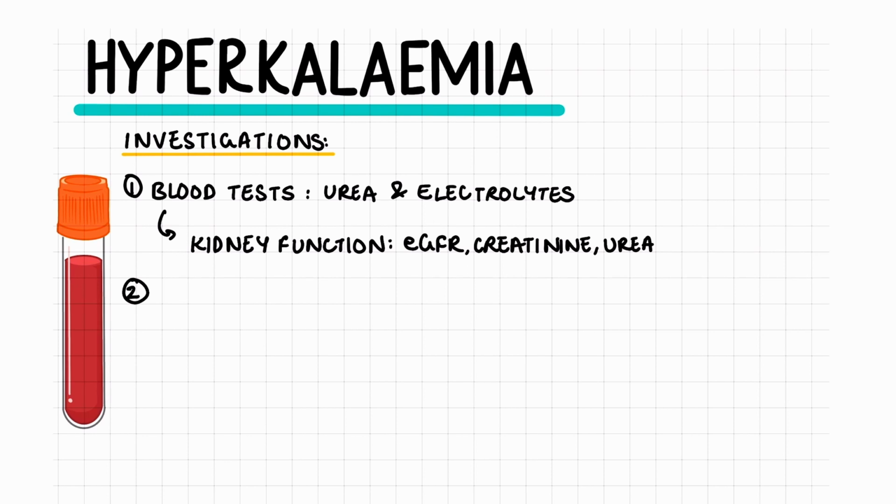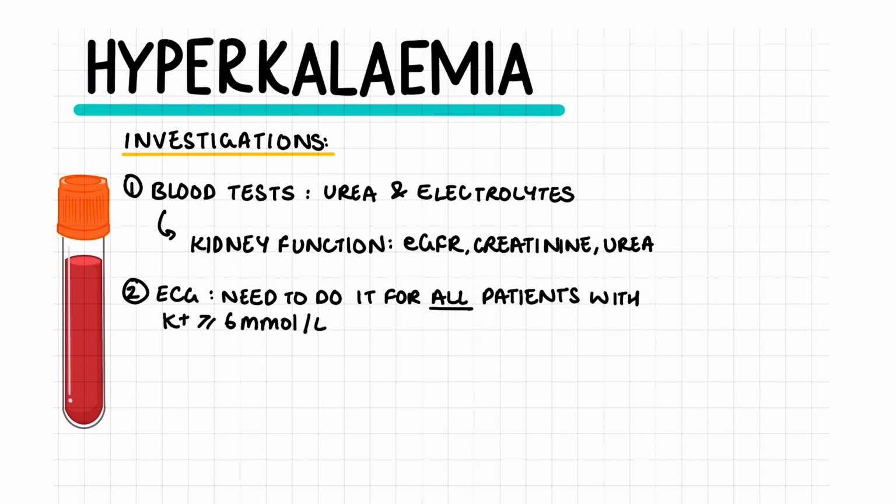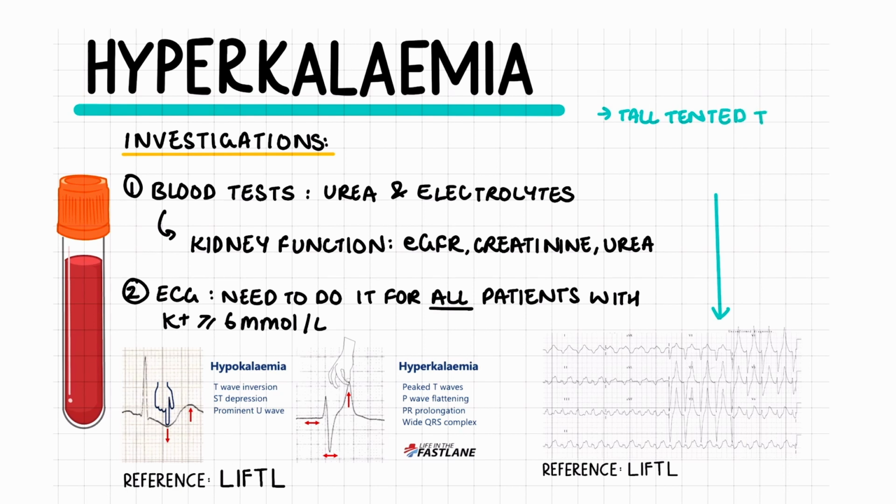Additionally, as mentioned earlier, what's going to damage the patient the most is the effect of potassium on their heart. Once you've done their bloods, you'll need to do an ECG for all patients with a potassium level of above 6 millimoles per litre. On an ECG, the high potassium has characteristic changes. This includes tall, peaked, or tented T waves, flattening or no P waves, and a broad QRS. This is a common exam question, so it's definitely worth remembering.